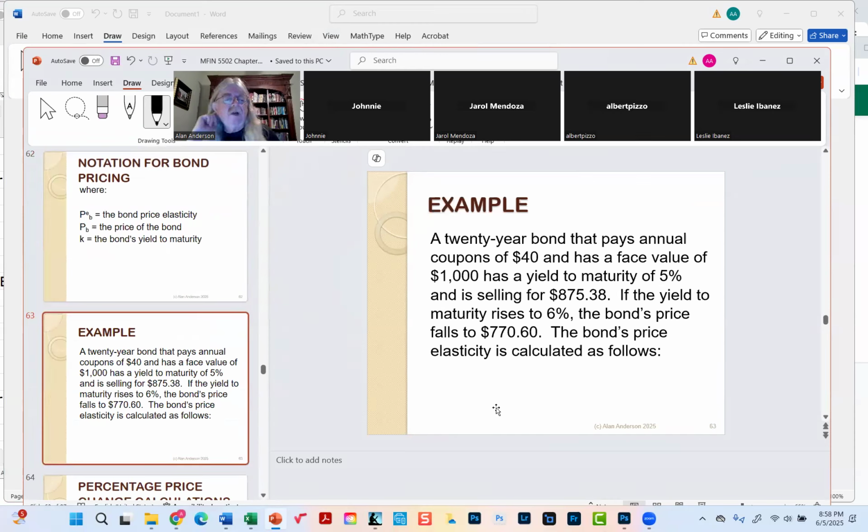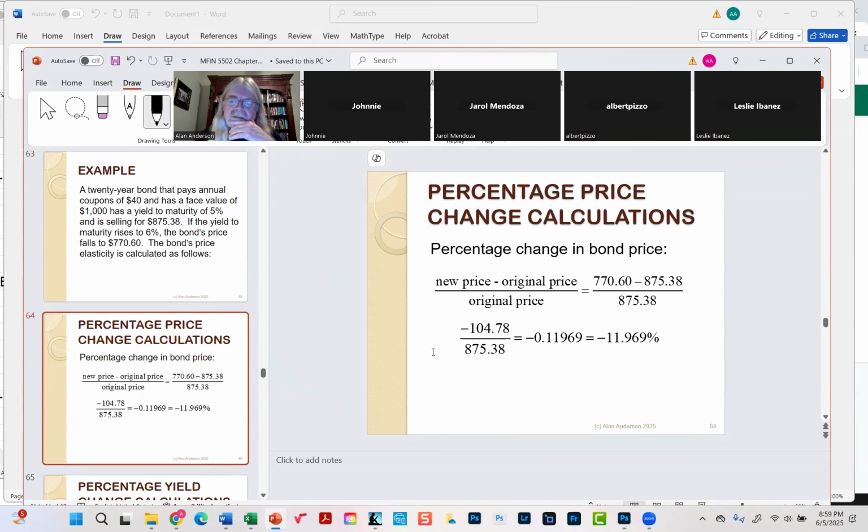So here's an example. I worked this out in advance for us. A 20-year bond has an annual coupon of $40 and a face value of 1,000. The yield to maturity is 5%, and at that yield, the price is 875.38. So we did that calculation with the present value. We took this into Excel and calculated its price. So yield rises to 6%. We know the price is going to drop. The question is how much. So if we did the new calculations, you'd see that the new price is 770.60. And that means that the price elasticity is, okay, negative 11.969%.